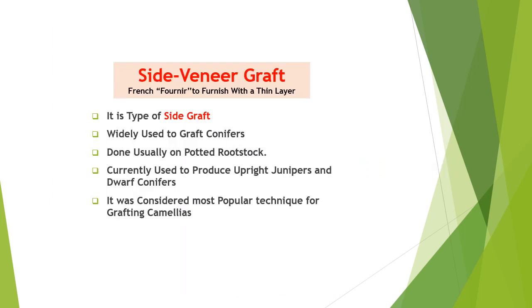So this is one. Then the second one is called the side veneer graft. As you see, the French word veneer means to furnish with a thin layer. It is a type of side graft. You are grafting on the side, widely used to graft conifers, done usually on potted rootstock. Currently used to produce upright junipers and dwarf conifers. It was considered the most popular technique for grafting camellias also.